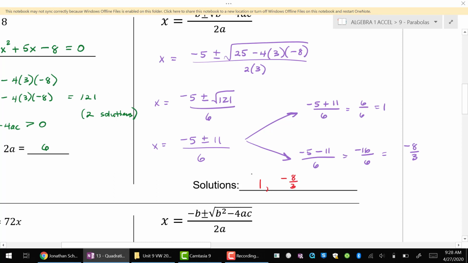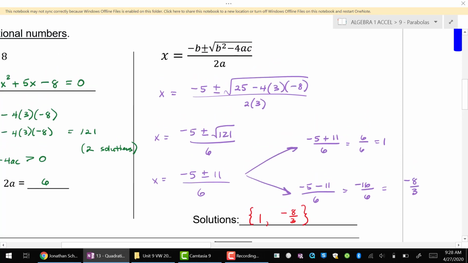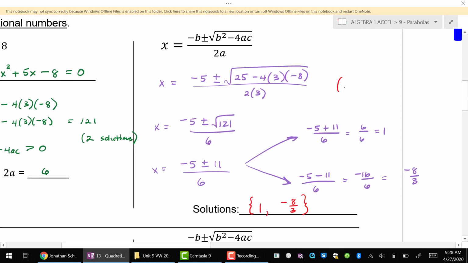Sometimes we can use these sort of fancy brackets to group them as solutions. Don't use parentheses because when we use parentheses like 1 comma -8/3 this way, then we're talking about an ordered pair, and that is not what we're doing here. We're just talking about the solutions x equals 1 and x equals -8/3. In fact, we could also write our solutions in that manner.